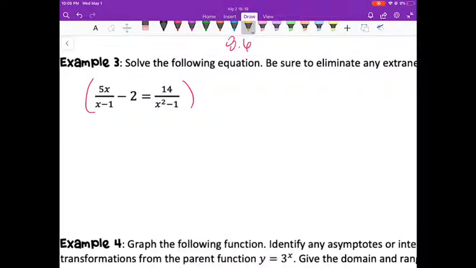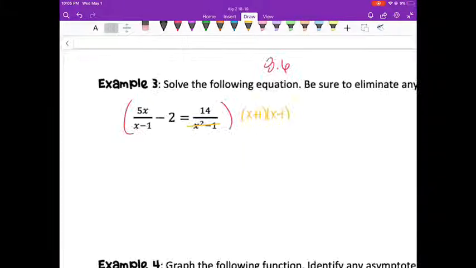So if we've got our x squared minus 1, we want to call that x plus 1, x minus 1. And then we can more easily see that that is, in fact, our least common denominator. So we want to take that and multiply it times each individual piece. So we'll have 5x over x minus 1 times our LCD.